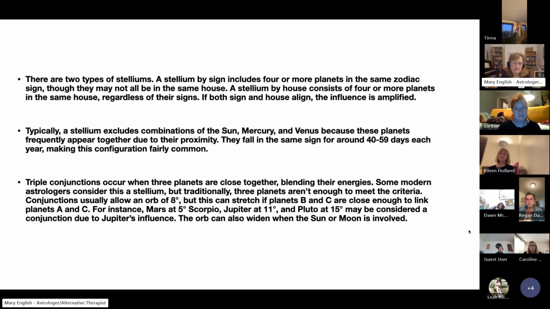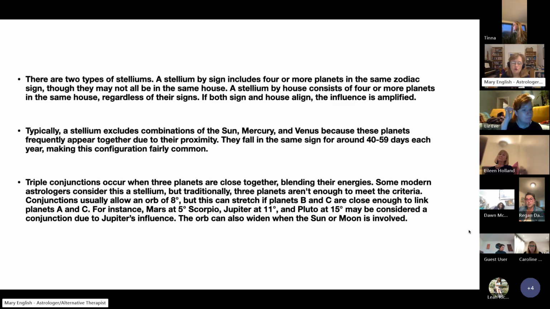Typically, a stellium excludes combos of the Sun, Mercury, and Venus because these planets frequently appear together due to their proximity. They fall into the same sign for about 40 to 59 days each year, making this configuration fairly common. Triple conjunctions, that's 3 planets very close to each other, blend their energies. Some modern astrologers consider this a stellium, but traditionally 3 planets aren't enough to meet the criteria.